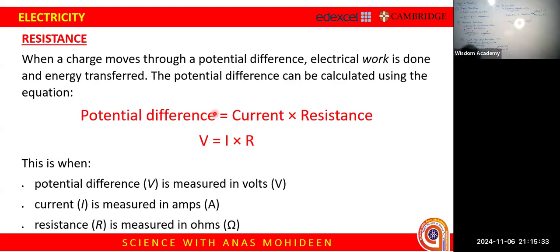Right? So what is it? What is given right there? Potential difference is equal to current into electric resistance.